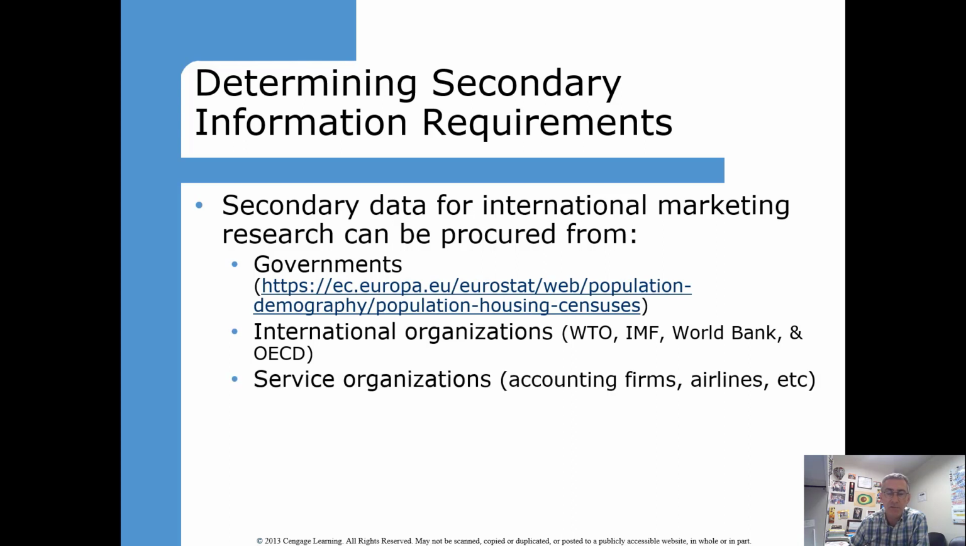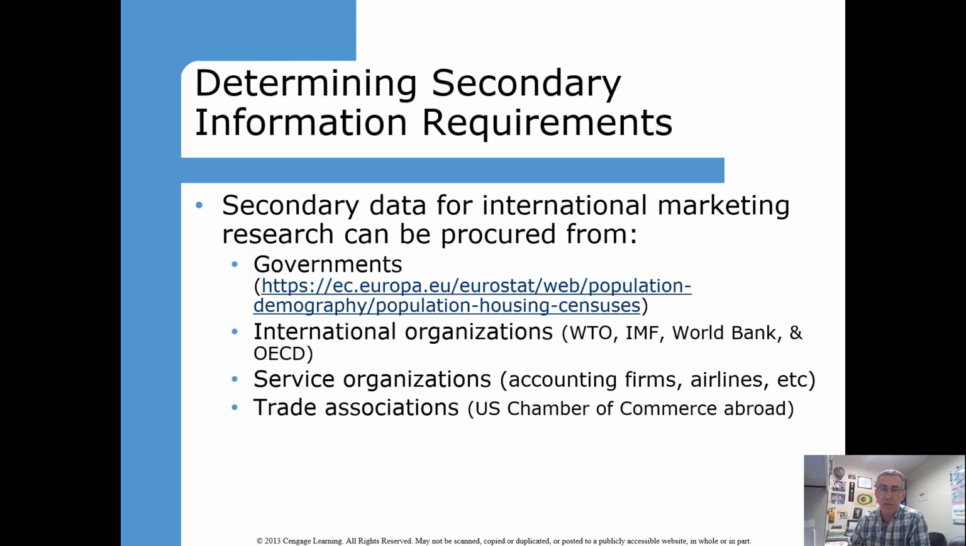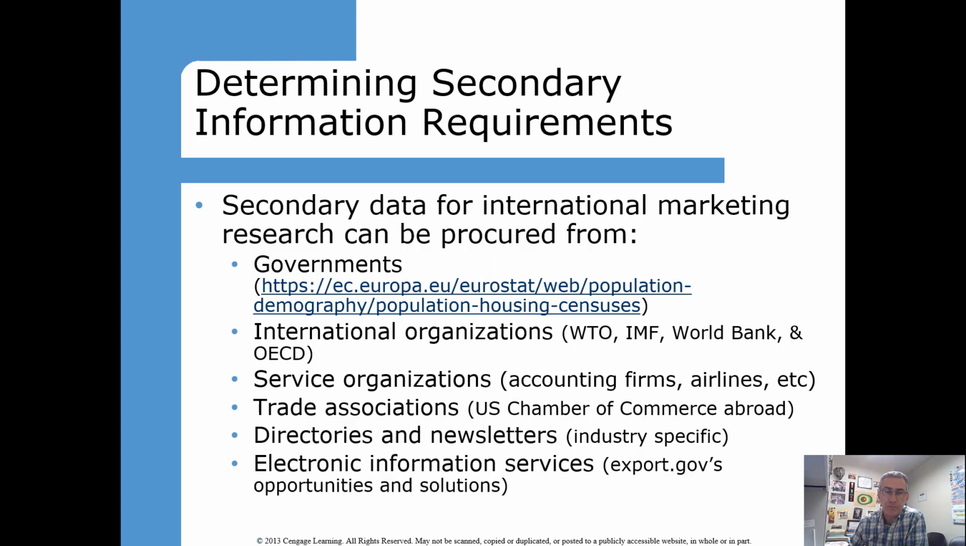Service organizations, accounting firms, law firms, airlines, trading firms, shipping, etc. They have a lot of their own publications. Trade associations, like the U.S. Chamber of Commerce abroad, collect a lot of data overseas as well. Directories, newsletters, they could be industry specific. So if you just basically think about groups and organizations, they have various sets of newsletters that way as well.